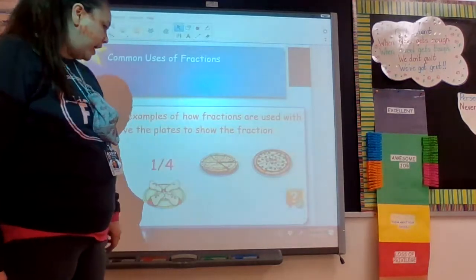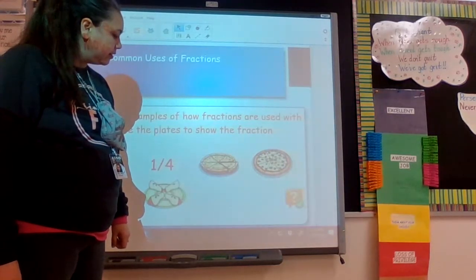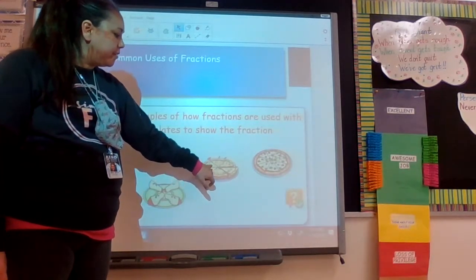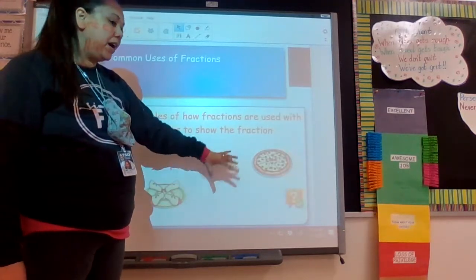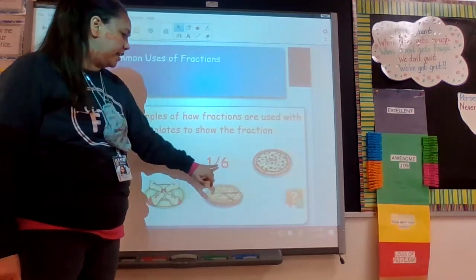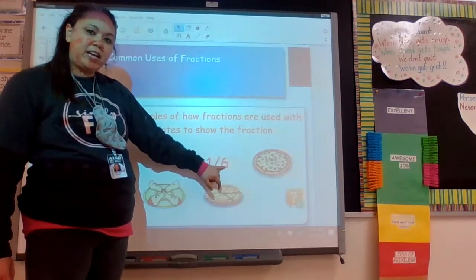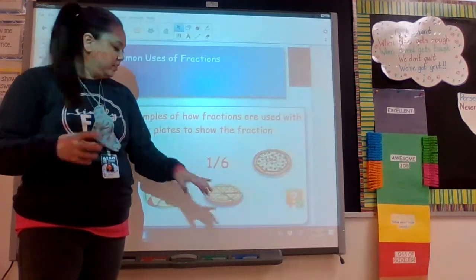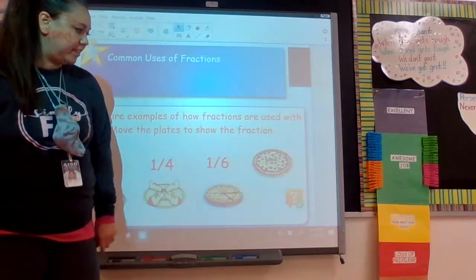Here we have a pie, and it's in 6 equal parts. If I was talking about one piece, the whole is the whole entire pie, which is 6 parts. It's 1 out of 6. See, the last number in our fraction, that denominator, tells you how many pieces make that whole. 6 pieces made the whole. I'm talking about one of the pieces, 1/6.